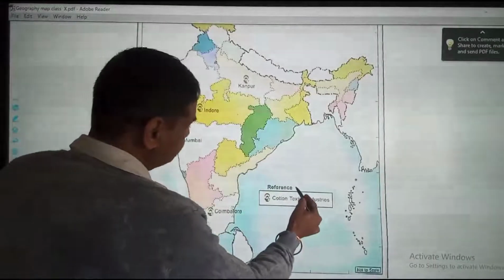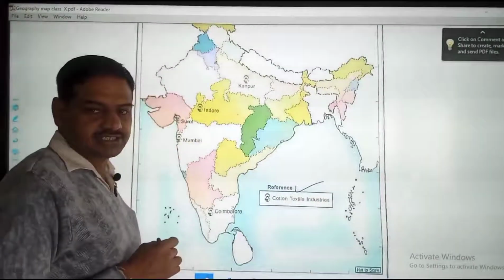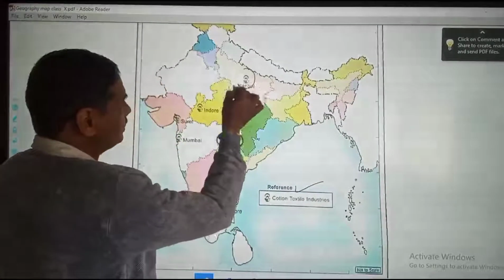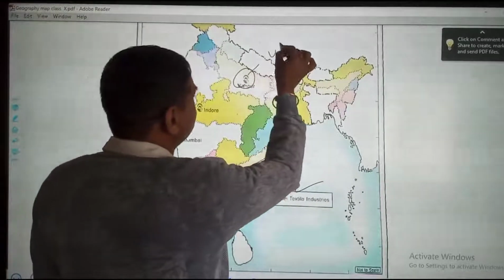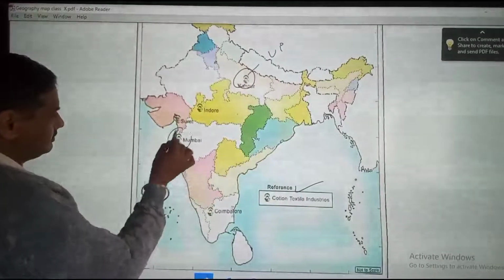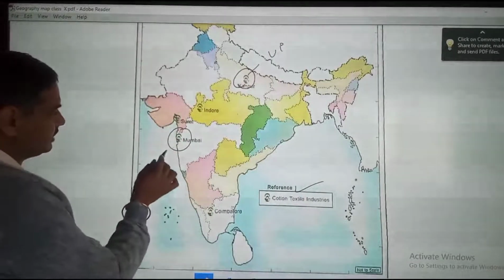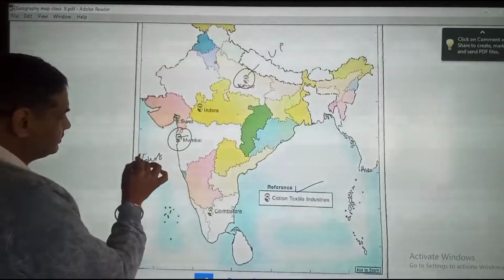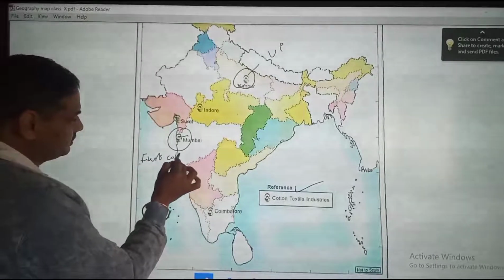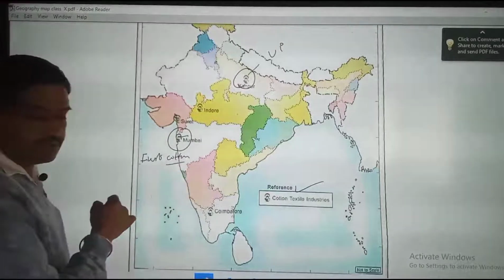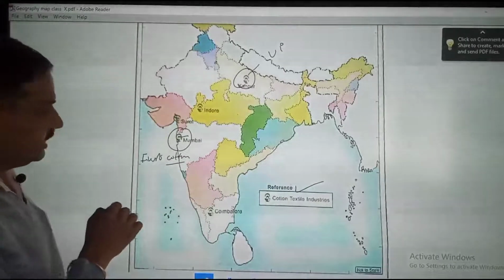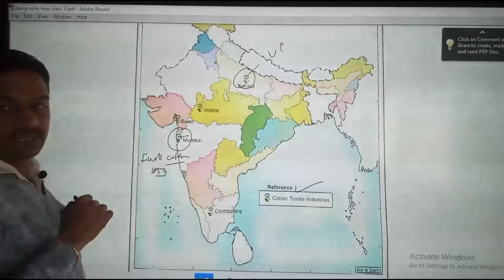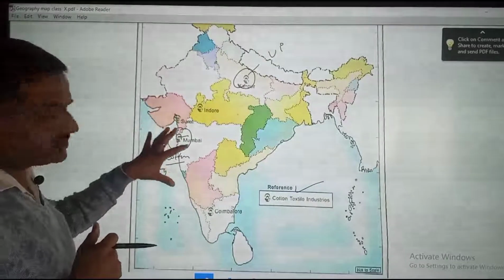We will discuss first of all the cotton textile industry, which is the largest industry of India. So this is Kanpur, and it is in which state? UP. Mumbai, that is in Maharashtra. So this is the first cotton mill, set up in 1854. In which city? Mumbai city. And it was set up in 1854. So Mumbai is also an important center for cotton production.